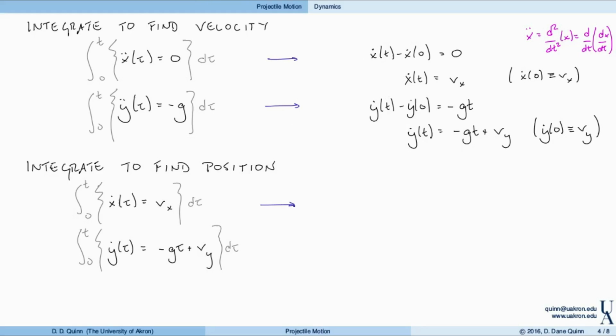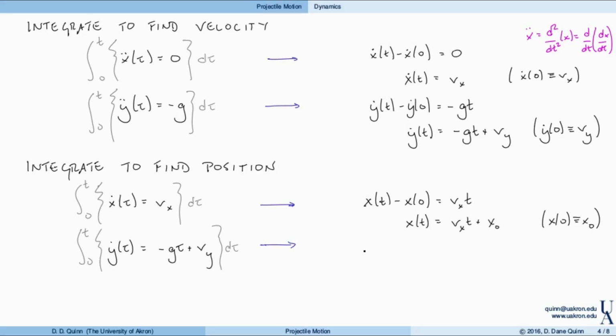So once again, we will integrate the left and the right-hand sides to find that x of t minus x0 is equal to vx times t, or solving for the horizontal component, vx t plus x naught, where here x at time 0 is equal to x naught. So x naught is defined as the initial displacement of the particle in the horizontal direction.